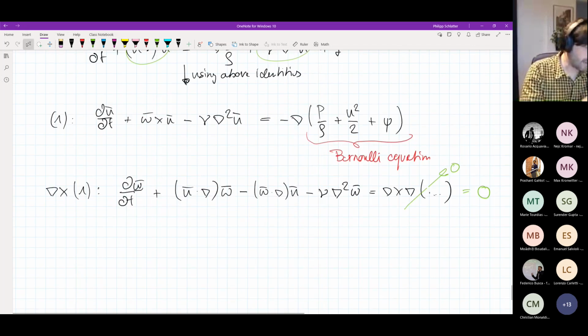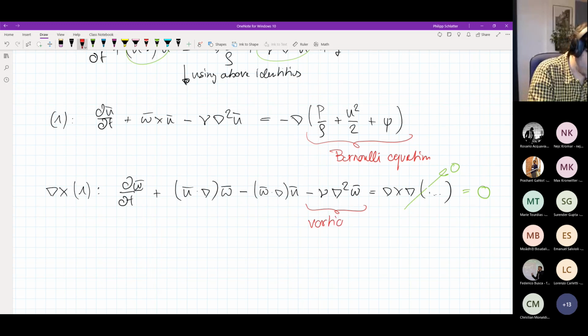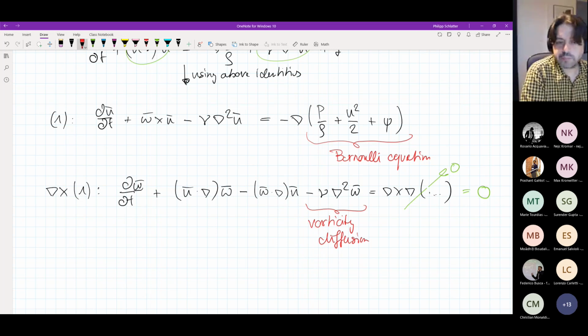Okay, but now let's look a little bit more at the terms that actually remained in this. Well, I guess the easiest term to understand is essentially this one here, which is what we can directly identify as a vorticity diffusion term. It's just the second derivative of the vorticity and with the viscosity in front. So this is a vorticity diffusion term.